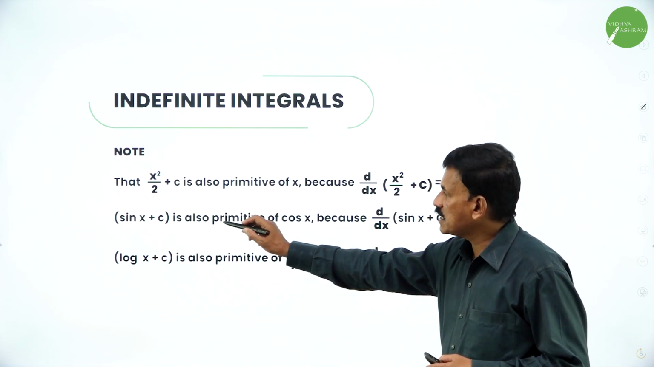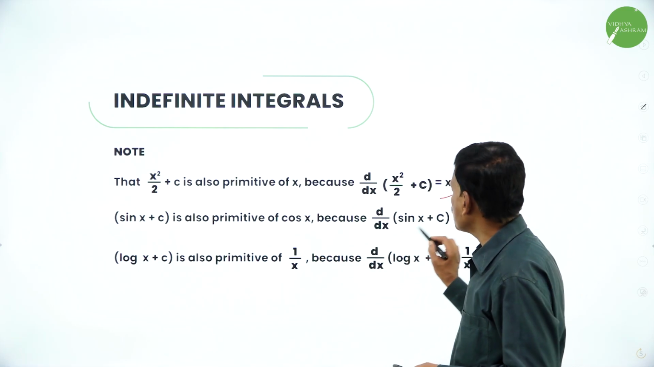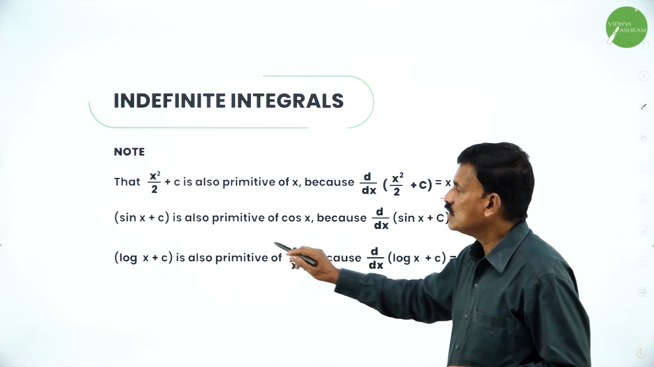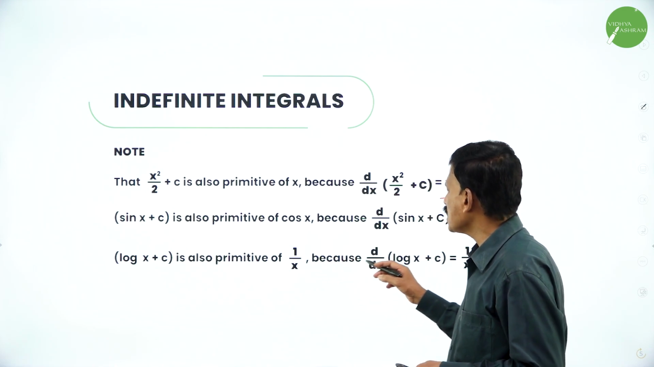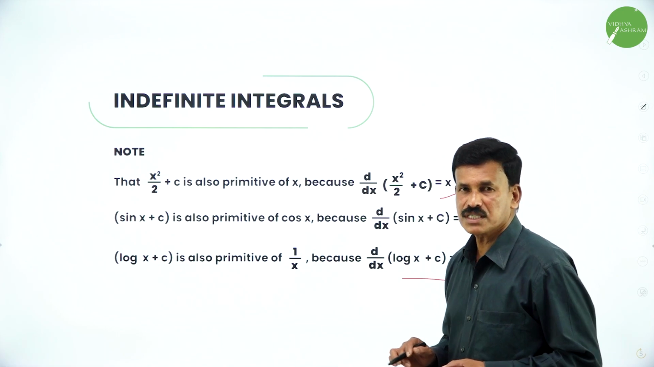d by dx of sin x plus c is also the primitive of cos x, because d by dx of sin x plus c is equal to cos x, and the derivative of the constant c is 0. And similarly for log x plus c, the primitive is 1 over x, because the differentiation of log x plus c is 1 over x plus c.